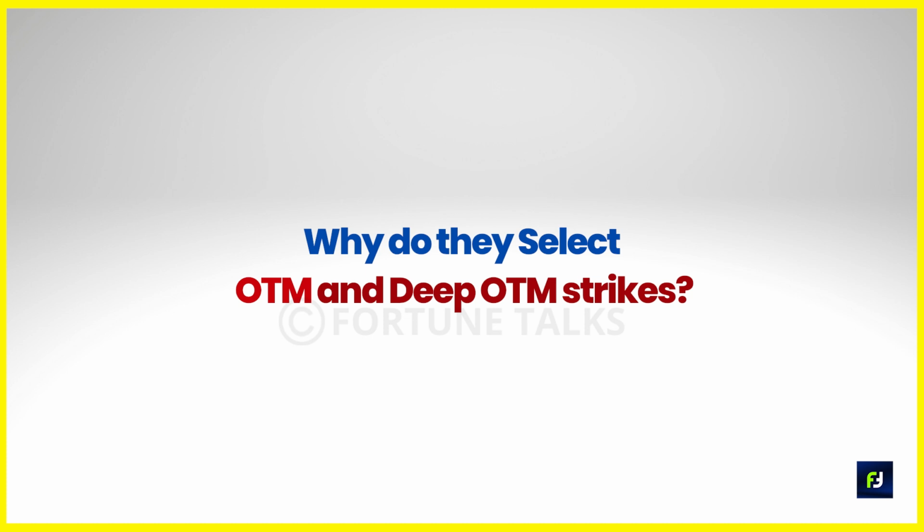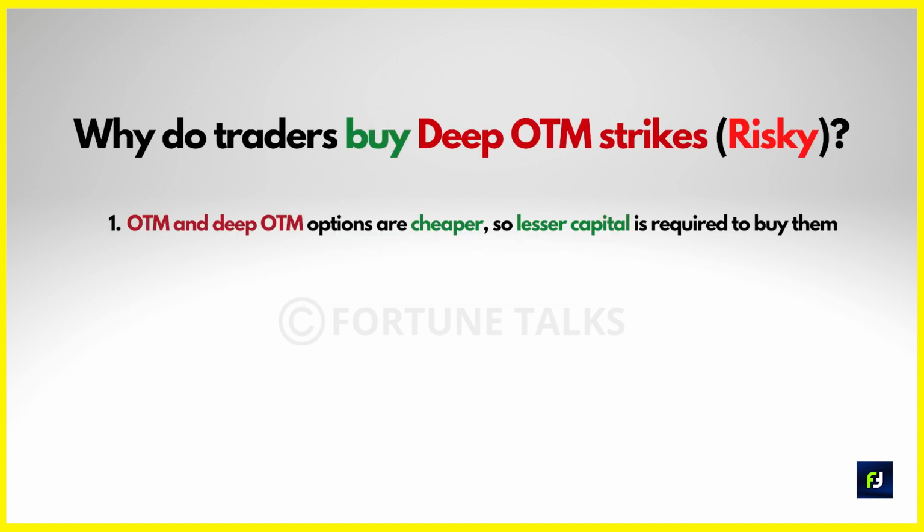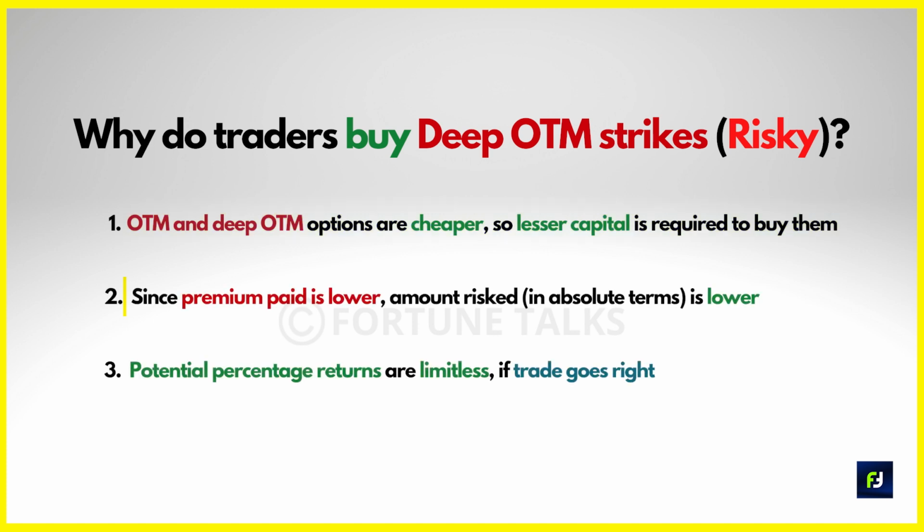But why do people take these risky trades and why do they select the OTM and deep OTM strikes? Now, there can be different reasons. The number one reason is that OTM and deep OTM options are generally cheaper, so you only need to deploy less capital. The second reason is that since the premium paid is lower, the amount which is risked is considerably lower, even though you stand to lose the entire capital amount. On the flip side, the potential return that is available for the taking is limitless.